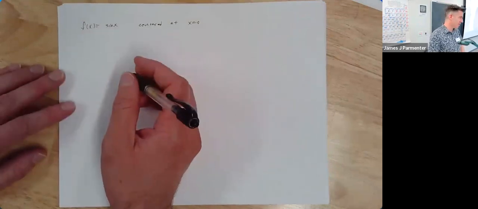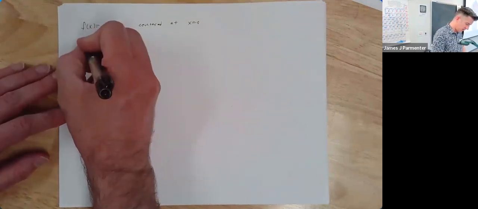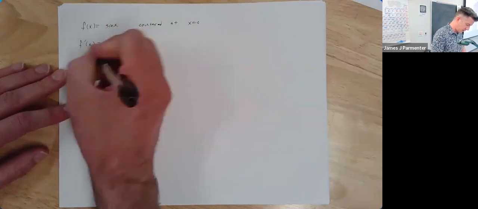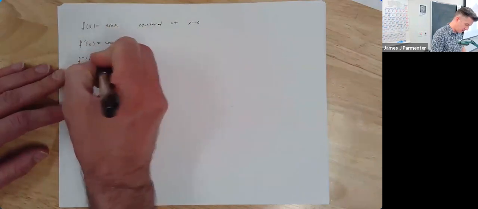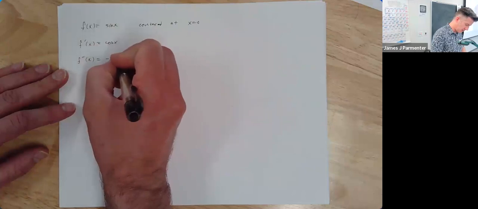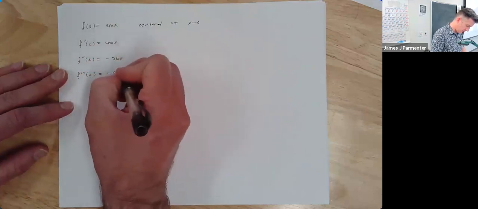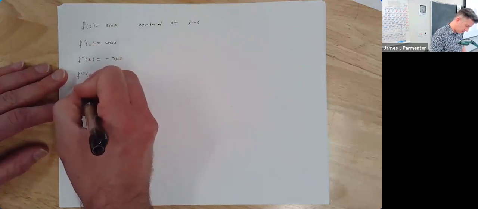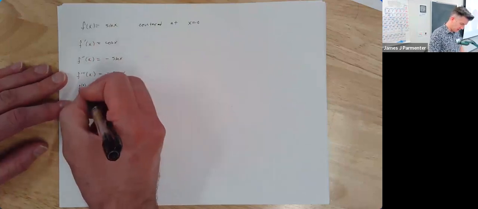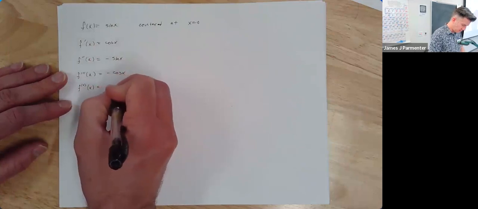All right, so I got to find some derivatives here. My first derivative is going to be cosine of x. My second derivative is going to be negative sine of x. My third derivative is going to be negative cosine of x. My fourth derivative is going to be negative negative sine of x, which is just sine of x. And I'm back to where I started.